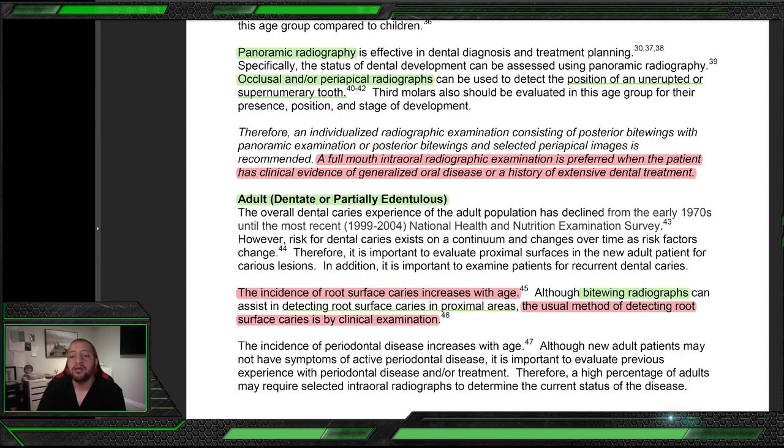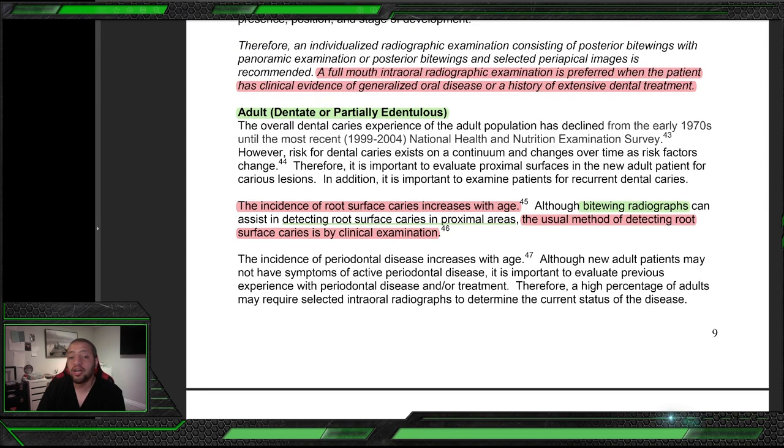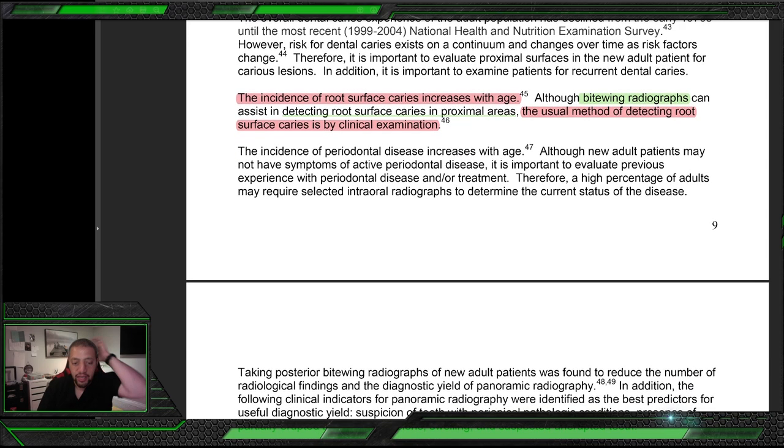Why did this happen? Although bite-wing radiograph can assist in detecting root surface caries in the proximal surface, the usual method of detecting root surface caries is by clinical examination. So if I ask you which is the usual method to be used to detect root caries in old age patients, it is clinical examination, not a radiograph. Radiograph is good, but clinical examination is more accurate in giving you the extent of the caries in the root.